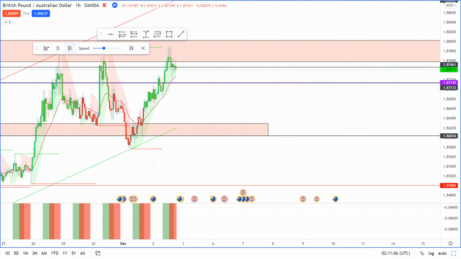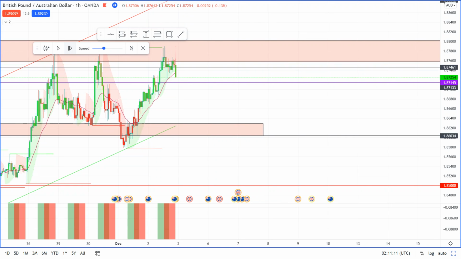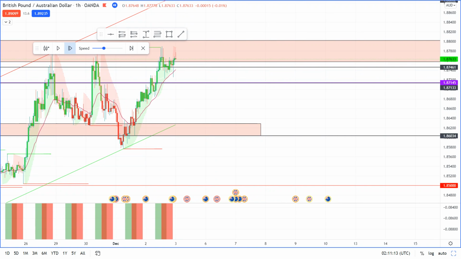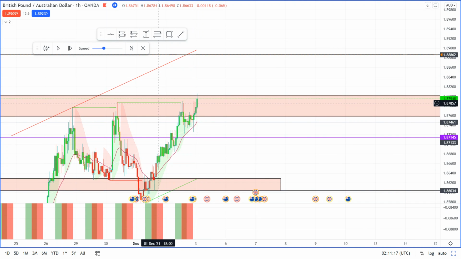rally up into the prices, and then we just started pushing up, making new higher highs into the pound Australian market. At this time, I think it was December 2nd. I was noticing this. I was like, okay. Now, like I said, we did have NFP come out Friday, guys.